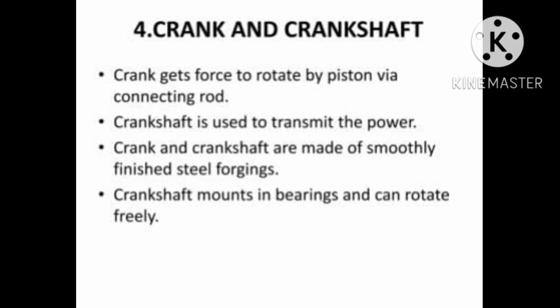Then we have crank and crankshaft. Crank gets force to rotate by piston via connecting rod. So we can say that crank do the rotary motion. Now crankshaft is used to transmit the power. Crank and crankshaft both are made of smoothly finished steel forgings. Crankshaft mounts in bearings and can rotate freely. That is, it is placed in bearings and it can rotate freely.